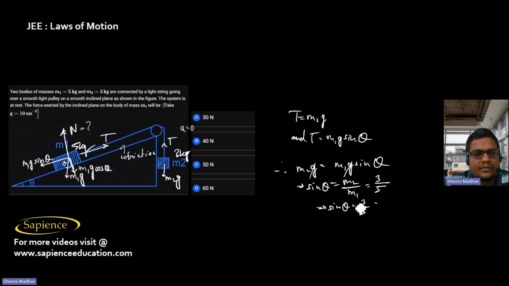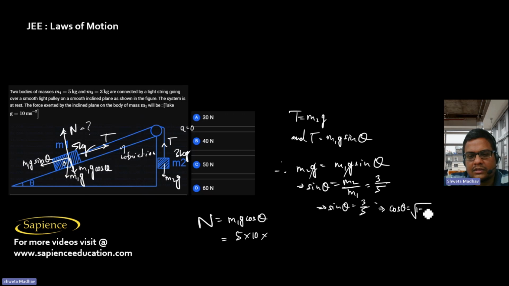3 by 5. The force exerted by the inclined plane on the body of mass m1 will be N, that is m1g cos theta, that we have to find out. So m1 is 5 kg, g is 10, into cos theta. Sin theta is 3 by 5, so cos theta will be root over 1 minus sin square theta. So 1 minus 9 by 25, which is equal to square root of (25 minus 9) by 25, that is 16 by 25. Therefore cos theta will be equal to 4 by 5. So this 5 into 4 by 5 will cancel out, so that is equal to 40.